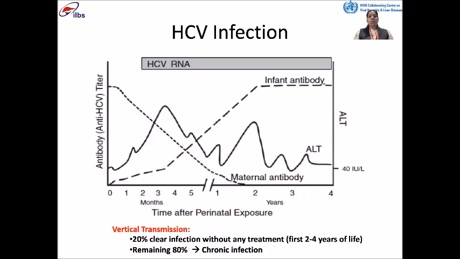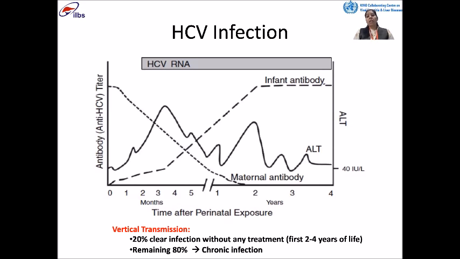Next, HCV infection. Mostly it is vertical transmission. About 20% clear the infection without any treatment within the first 2 to 4 years of life, but the remaining 80% may turn into chronic infection. So if a child is around 2 to 4 years of age, no treatment is given, because the infection often subsides automatically. We can wait, and that is near about 20%.